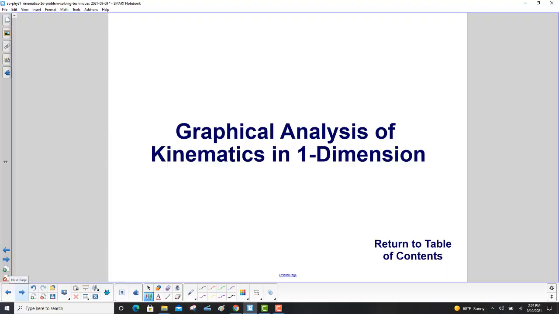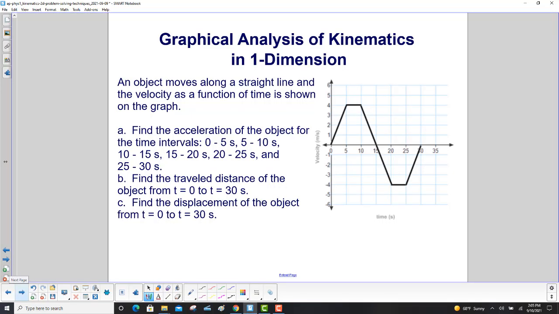Graphical analysis of kinematics in one dimension. An object moves along a straight line, and the velocity on the y-axis, as a function of time on the x-axis, is shown on the graph.